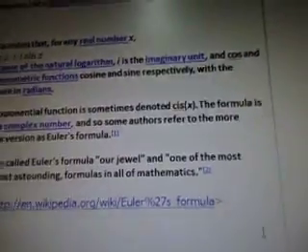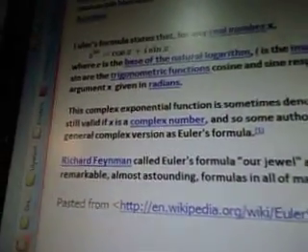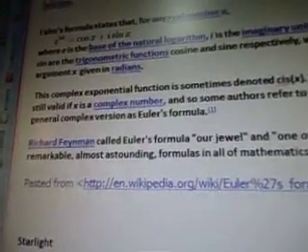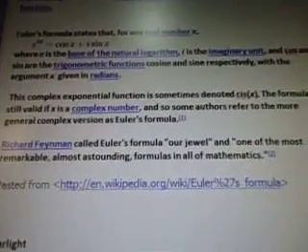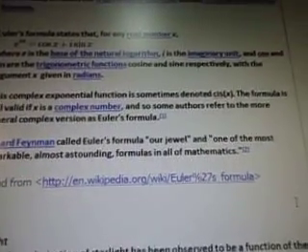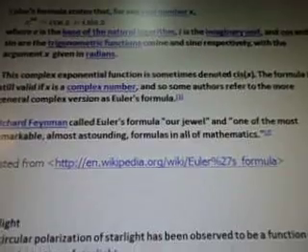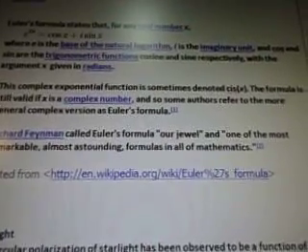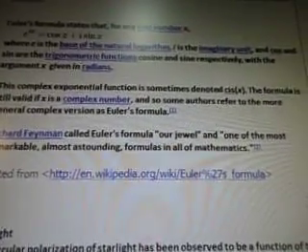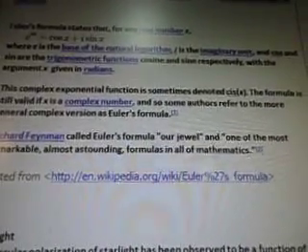This complex exponential function is sometimes denoted cis x. The formula is still valid if x is a complex number, and so some authors refer to the more general complex version as Euler's formula. Richard Feynman called Euler's formula our jewel and one of the most remarkable, almost astounding formulas in all mathematics. We did a little piece on him in line 16. He came up in that section.